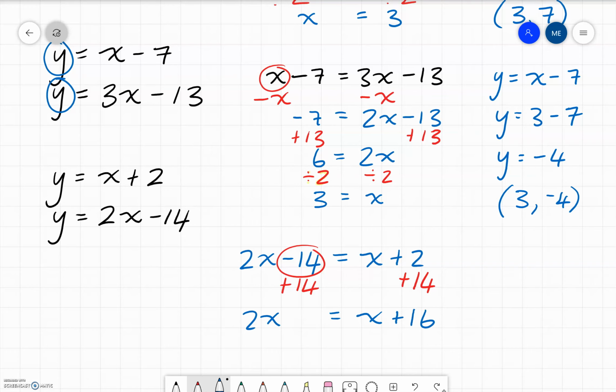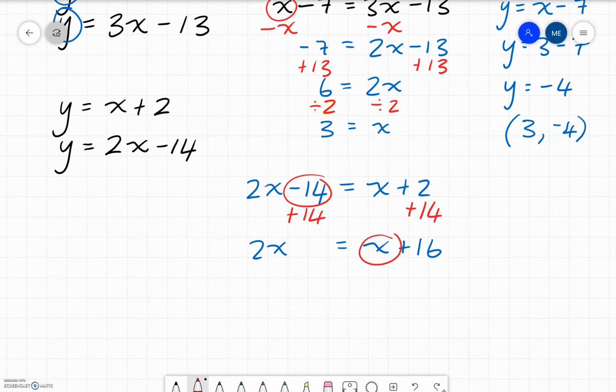The next thing I'm going to do is subtract x from both sides because I don't want the x on this side, I only want it on the left side. So if I subtract x from both sides, that leaves me with x equals 16.